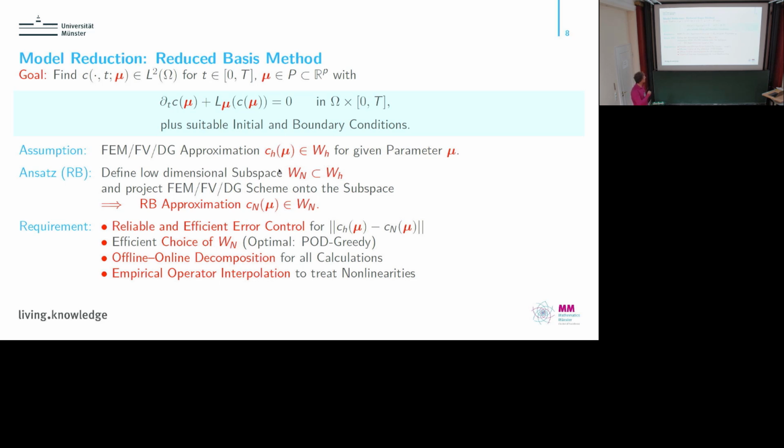And the requirements in order to do that are reliable and efficient a posteriori error estimates. And this is not only to certify the method, but also we use this in order to construct these low-dimensional spaces. So for instance, in the greedy algorithm, or in the time-dependent case, we suggested the POD-greedy. This is an essential ingredient in the construction process because you need an efficient error estimate in order to have this best approximation property. And then another ingredient is offline-online decomposition in order to make the reduced model in the end really efficient.